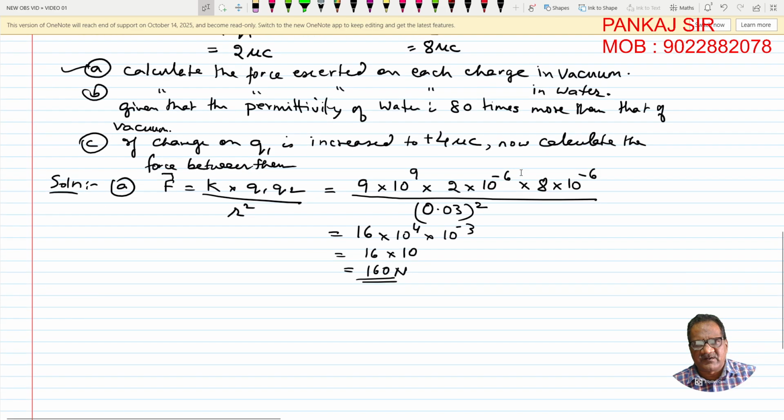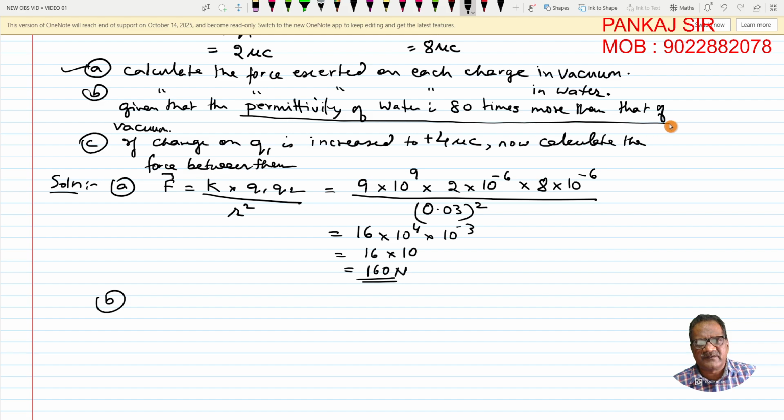Let us go for the B part of the question. B part says calculate the force exerted on each charge in water. Now instead of vacuum, the case is that of water. There are two things. Either you take the K value of water, that you know from the IB data sheet, formula sheet, or you can use this particular information: the permittivity of water is 80 times more than that of vacuum. So here he is talking about permittivity.